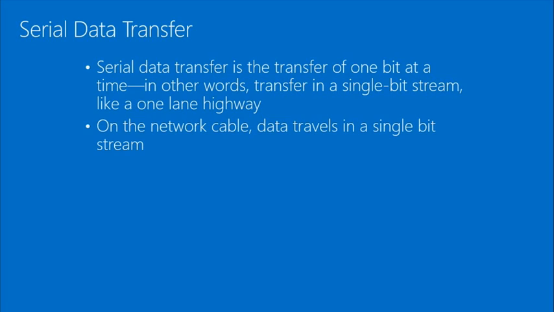Okay, so next up, serial data transfer. How is information basically transferred, or what is a method of transferring data across the wire? One way is serial data transfer. What this refers to is the transfer of information 1 bit at a time, very similar to a single lane highway, as cars get on the single lane highway 1 at a time and go to their different destinations. On a network cable, the data travels in one specific direction in a single stream.